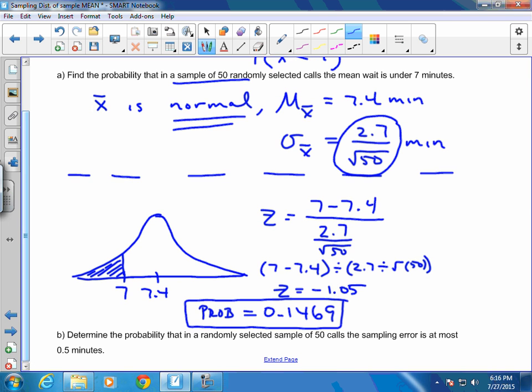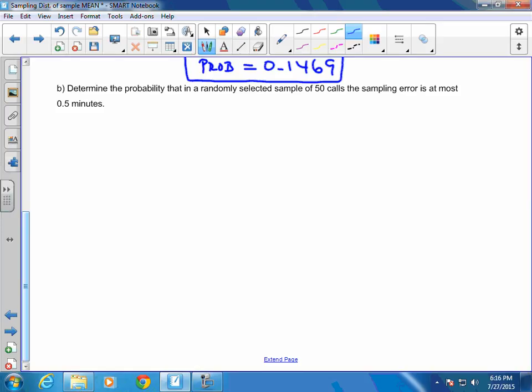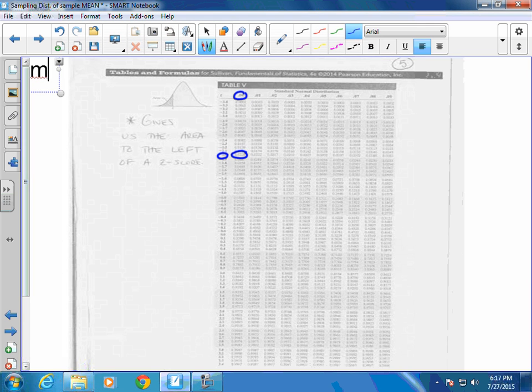If we look at the next one, part B, same type of question, but the language used makes people think it's much harder. Because when people read this, they see the phrase sampling error. So it says, determine the probability that in a randomly selected sample of 50 calls, the sampling error is at most 0.5 minutes. Sampling error just refers to how far your sample mean is from the population mean.